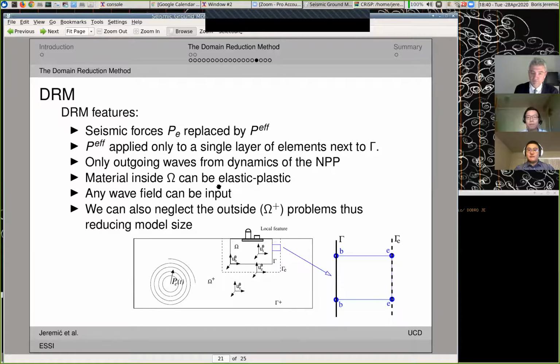So what we have done really is we have replaced this force PE with the effective force. Whatever displacements in this whole system were produced by the seismic source are now replaced by this effective force. Of course, this is all happening here locally. So displacements and accelerations are going to happen here locally. We don't really worry much about what happens at the source, not at least for civil engineers. We worry about this part here. This effective force is applied only to a single layer of elements that is outside of this boundary gamma.